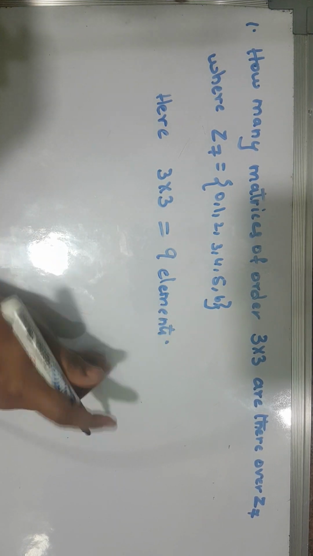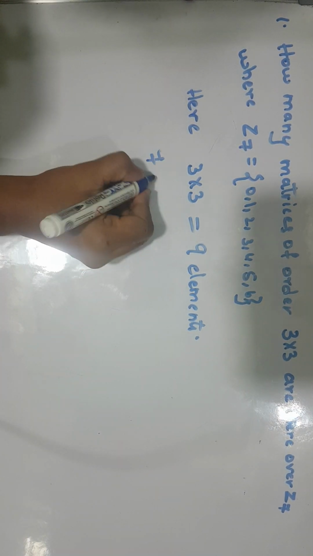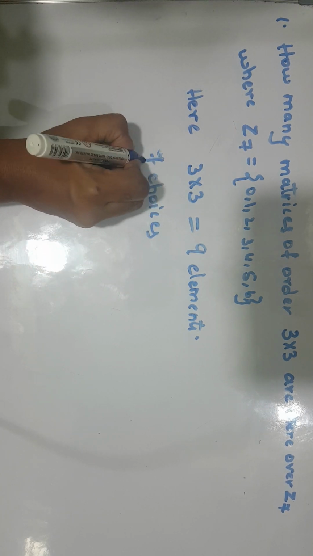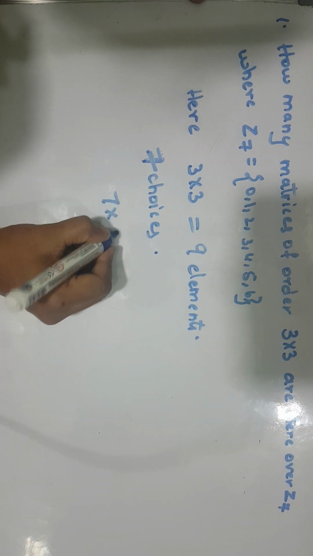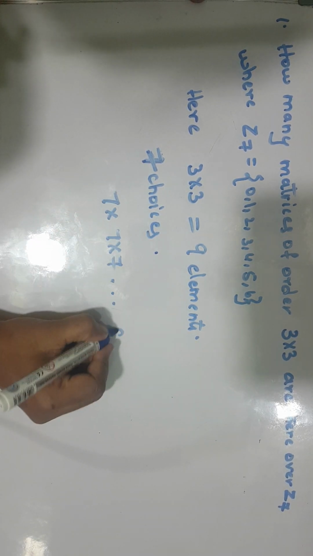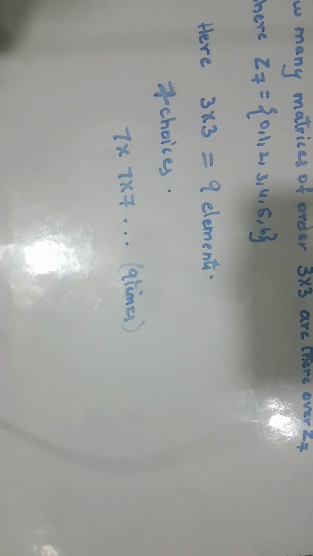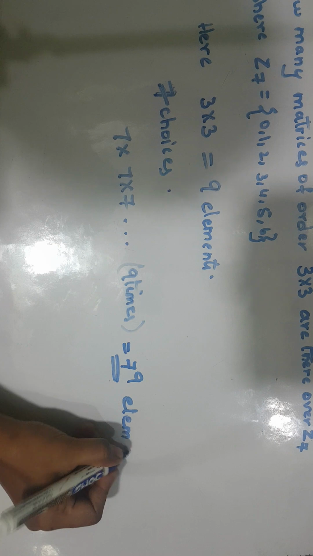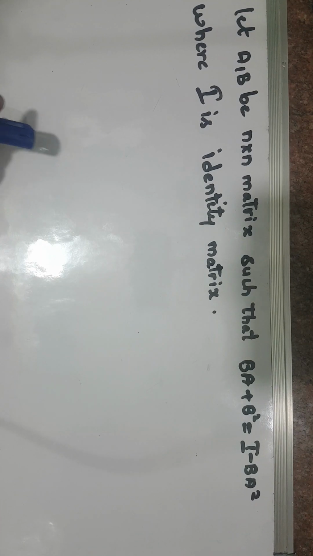In 9 elements, how many choices can you put in each? 7 choices. So you have 7 into 7 into 7 and so on, 9 times. So how many matrices will you have? 7 power 9. Okay, now comes the second question.